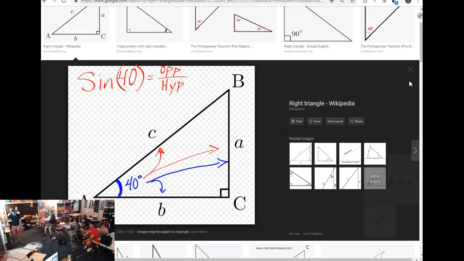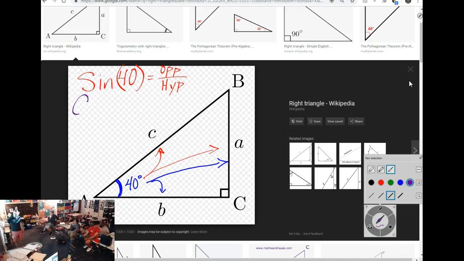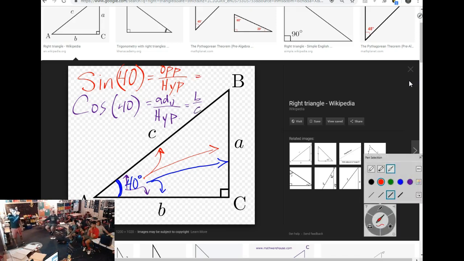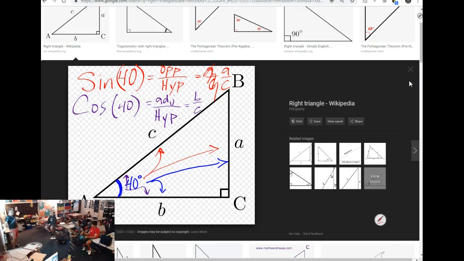Just hang on to it for a second. Then cosine is just the adjacent length compared to the hypotenuse length. That's it. So in this image, this would be B over C. This is A over C. And then tangent is always your A and B, rise to run.